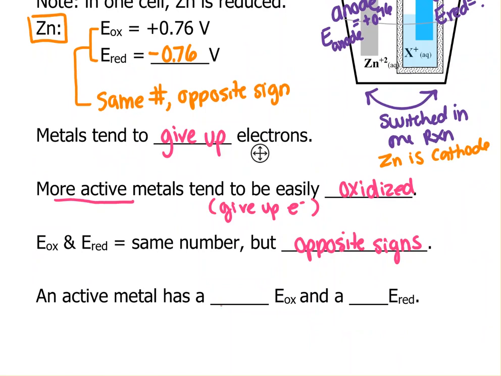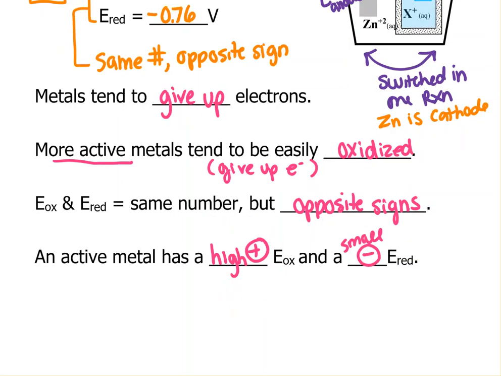So a more active metal has a high positive oxidation potential, and a negative, we would say small, but really small is negative. That makes sense. Reduction potential.